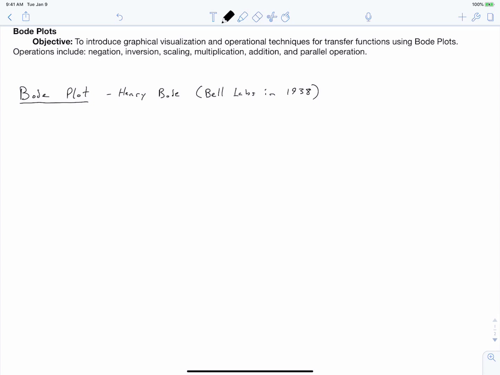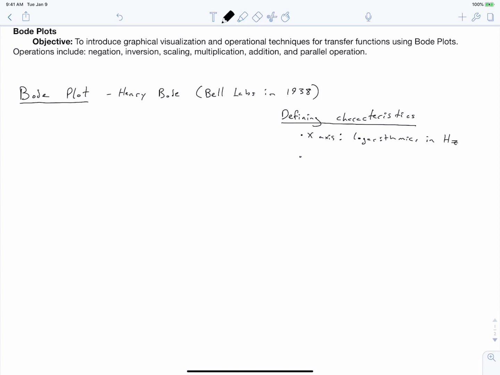So what is a Bode plot? Well, the defining characteristics are as follows. It has an x-axis, which is logarithmic, and is in units of hertz.